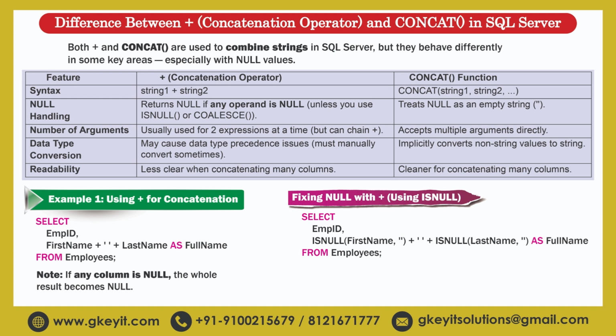Coming to the next feature, number of arguments. The operator is usually used for two expressions at a time, but can chain in different places. That means we can use string 1 plus string 2 first, and then concatenate that with other strings. The concat function accepts multiple arguments directly. Coming to data type conversion, the operator may cause a data type precedence issue and sometimes you must convert manually, whereas the concat function implicitly converts non-string values into string values.